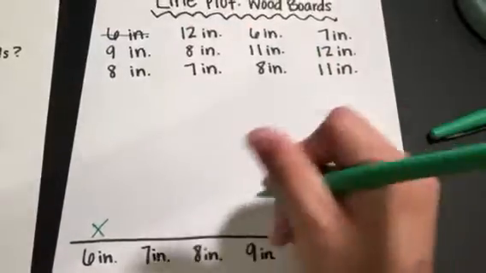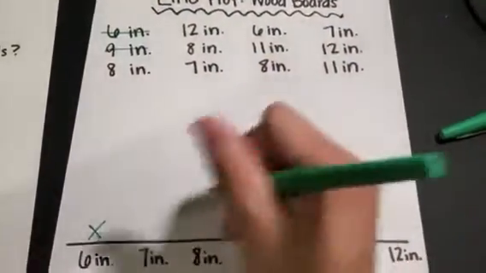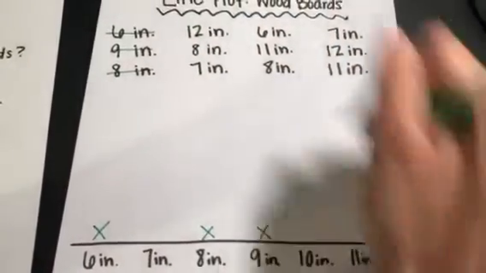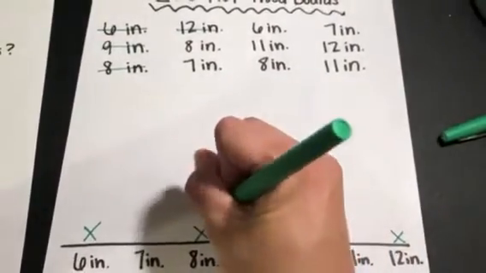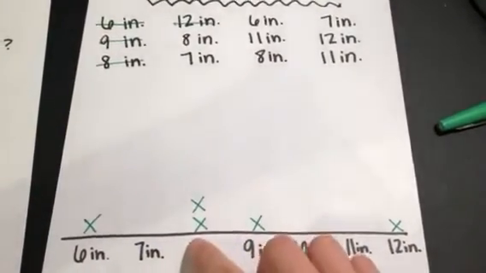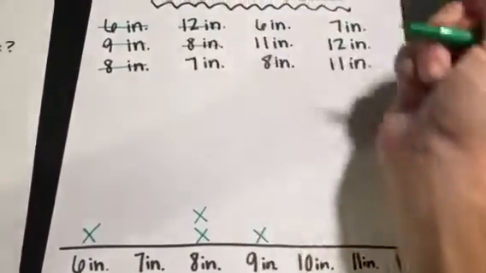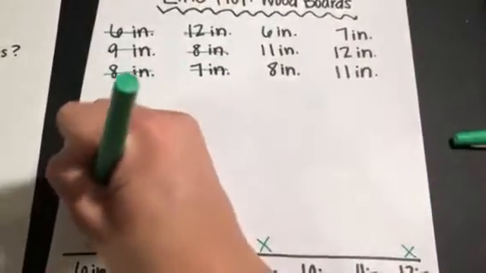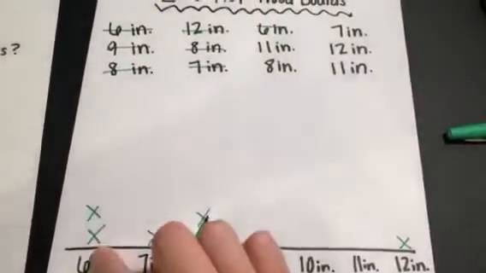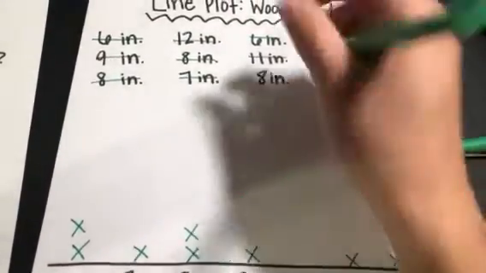The next one's 9 inches. There's an X, cross it out. 8 inches. 12 inches. 8 again. So I'm going to put the X on top of this other one. It almost makes like you're stacking them. It almost looks like a bar graph. Okay, 7 inches. 6 inches. Again, stacking it. We have 11 inches. The next one was 8 inches.